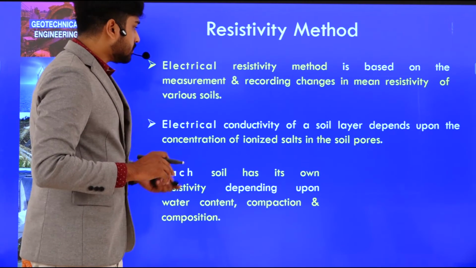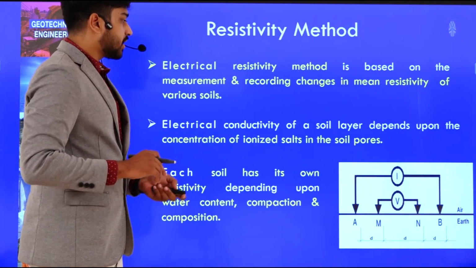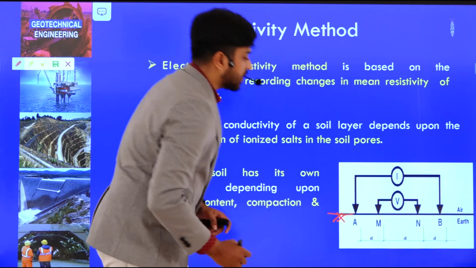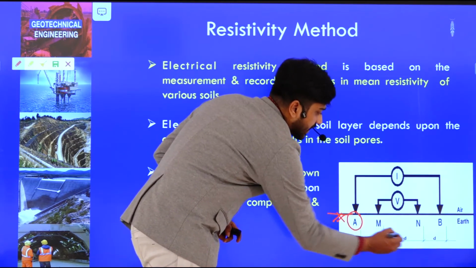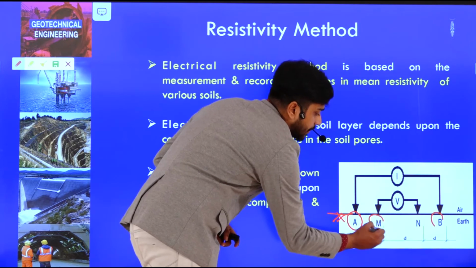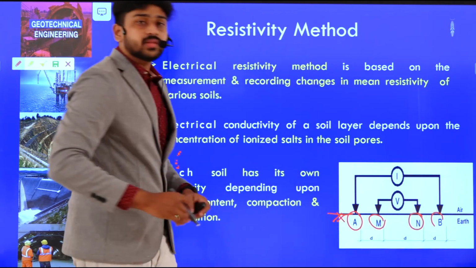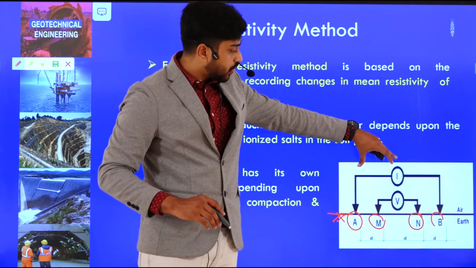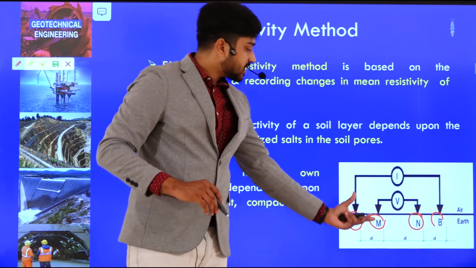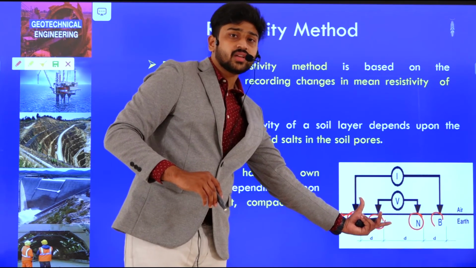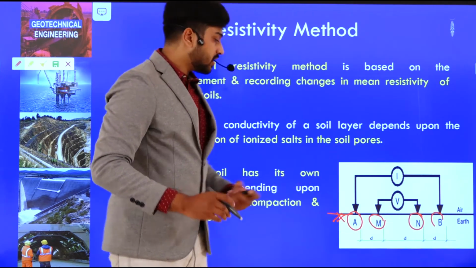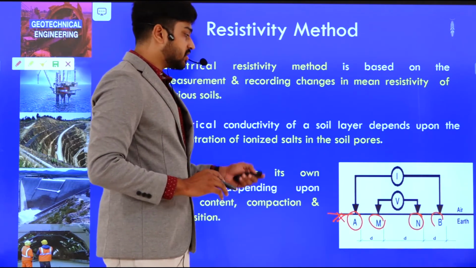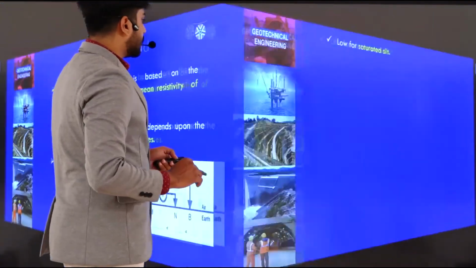Okay, now, this is the diagram that I have mentioned here. Imagine this is the ground level here. Where at points A and B and M and N there are electrodes placed, and at these points, first from the outer ends the current is passed, and at the M and N locations it is received. Okay, so these are generally placed at equal distances. Let us look at it in more detail now.